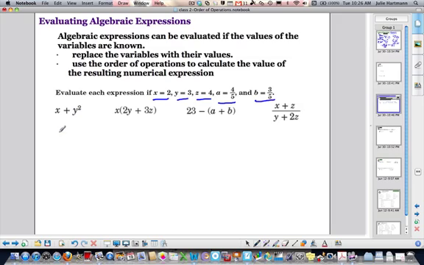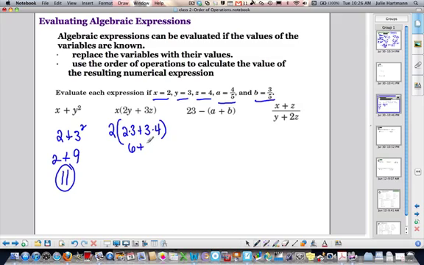x plus y squared, we have 2 plus 3 squared. And then just evaluate it. Order of operations, say we have exponents first. 3 squared is 9. So 2 plus 9 gives us 11. Okay, the next one, make your substitutions first. So 2 times 3, and then 3z is 3 times 4. 2 times 3 is 6. 3 times 4 is 12. 6 plus 12 is 18. And then times 2 gives us 36.